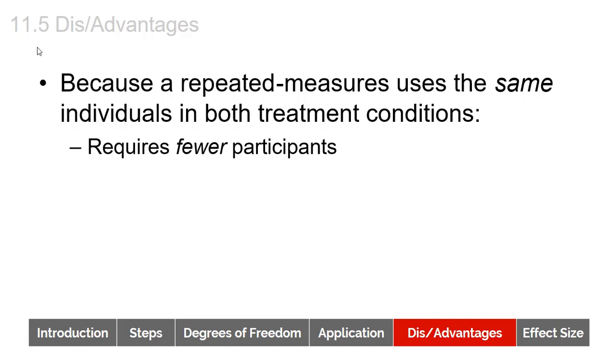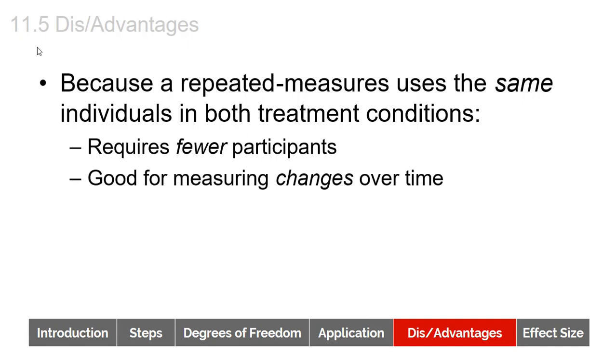Sometimes we're struggling to get enough people in our studies, and we can get more bang for our buck with fewer participants when we do a repeated measures test. It's also good for measuring changes over time because I look at a certain phenomenon at two different time points. And this is used in research on learning and research on human development as well.